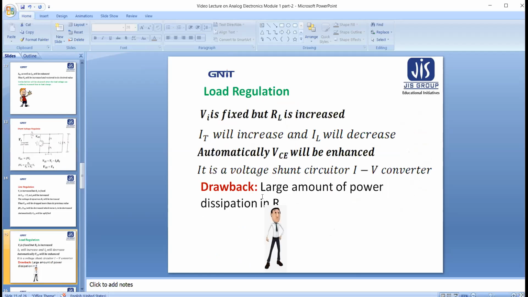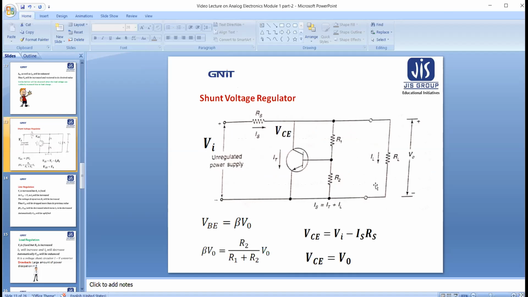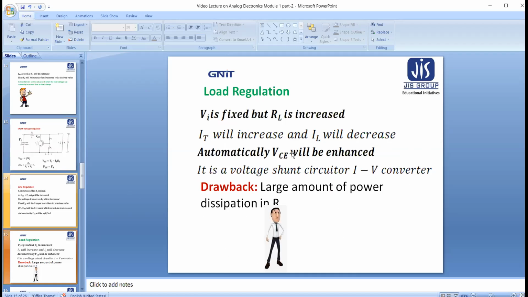Now load regulation. Load regulation means VI is fixed but RL is increased. When RL is increased, what will happen? The load current will be reduced. So this IT will be increased much more. When IT is increased, IL will also decrease. Automatically VCE will be enhanced. So it is a voltage shunt IV converter.